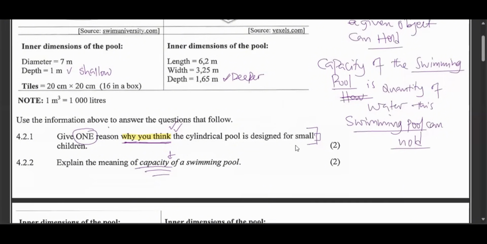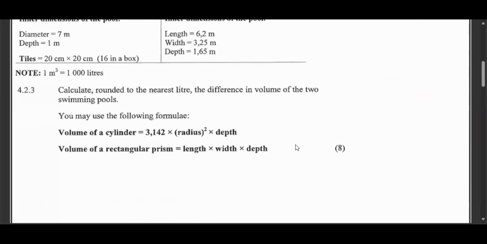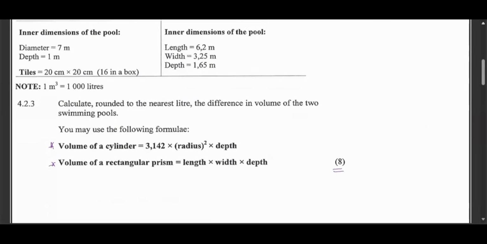Let's look at the second question, 4.2.3. Look at the mark. 8 marks. Another thing, we have formulas given to us. So for you to collect these marks nicely, first and foremost, read the question. Calculate rounded to the nearest. So that means I need to round. That's a mark. This is an instruction.